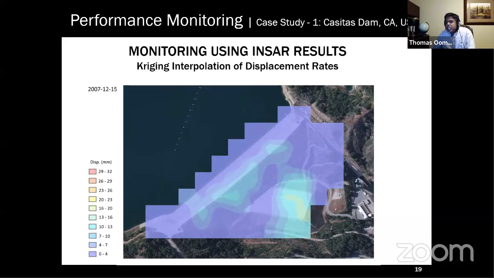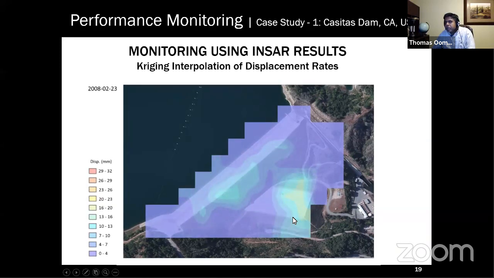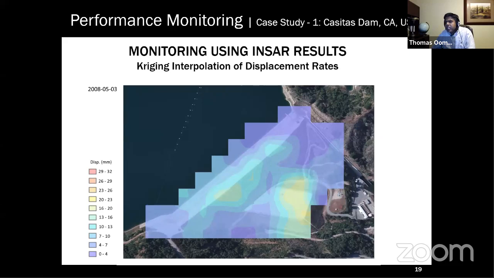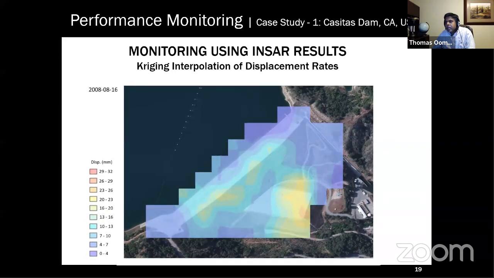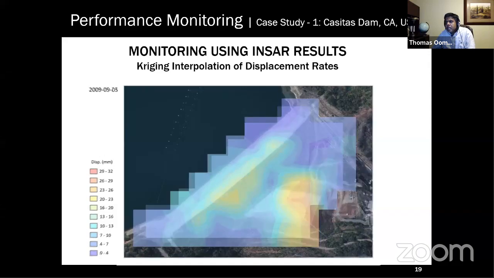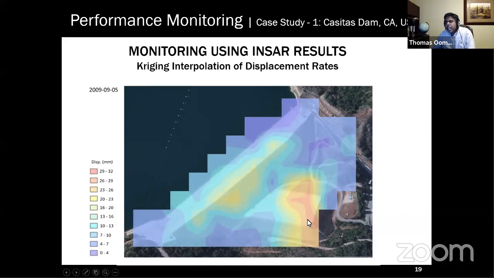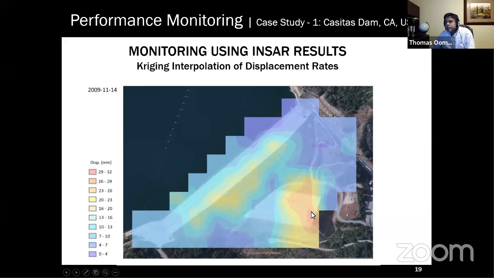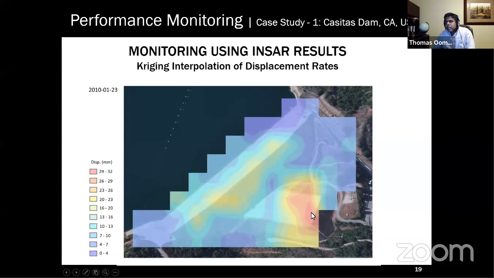And you can clearly see that the berm that was constructed is also showing signs of displacement. So there is some kind of trend here that is moving this way. As you progress, now it is 2008. You can see that that movement is becoming more prominent here and here. And you can see by 2009, it has become much more prominent here. It's continuously moving. And this is the final.